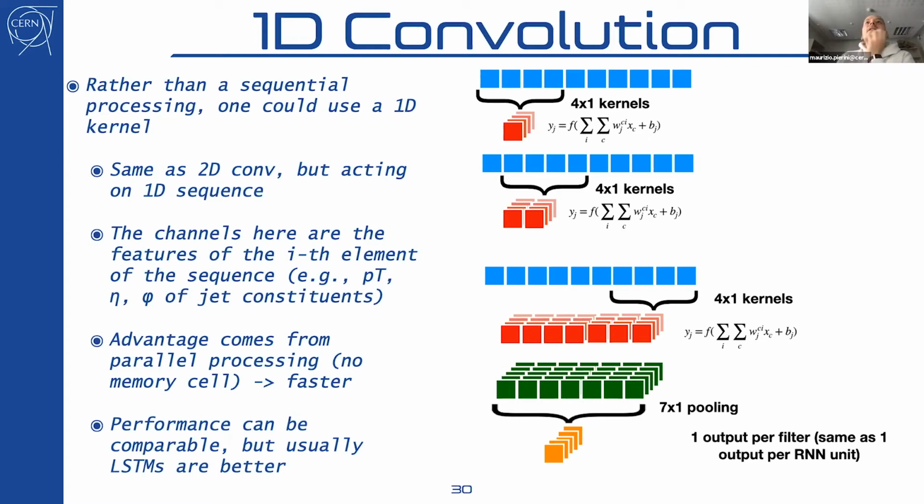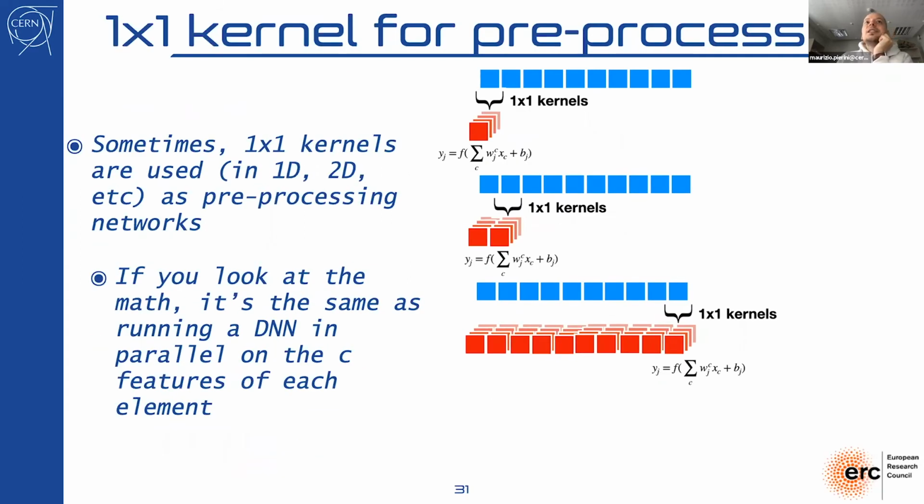There is another thing. This is not the only place where 1D convolutions are used. Yesterday, I barely mentioned that one of the big convolutional architectures uses 1-by-1 kernels. And 1-by-1 kernels in 1D or in 2D convolutional networks are very frequent these days as a way to do pre-processing of your data with a neural network in parallel.